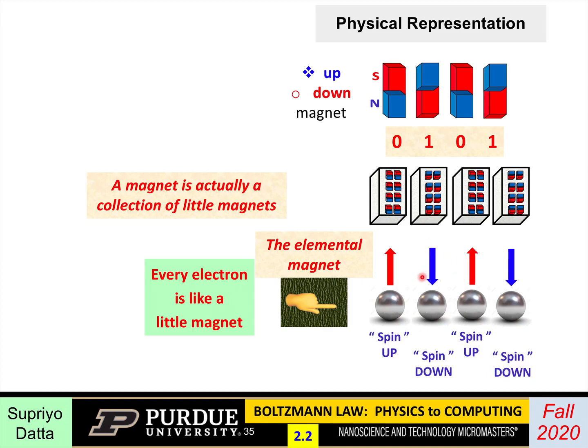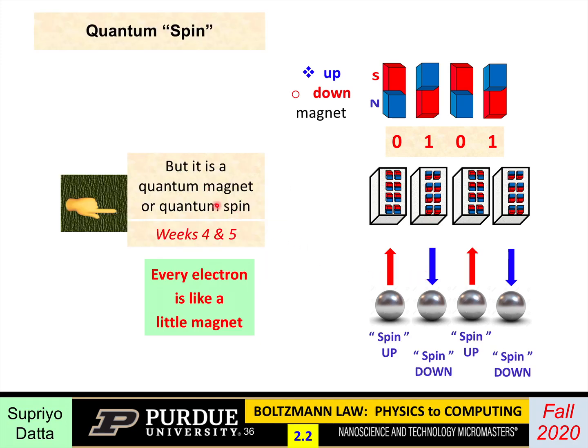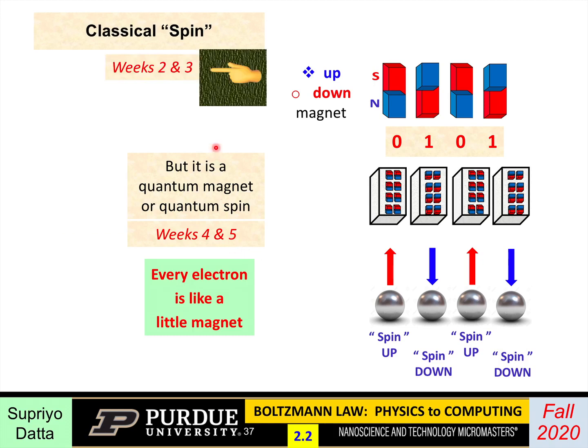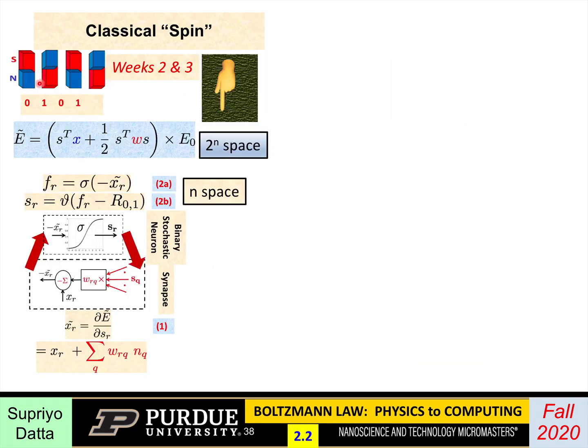But the point to remember is that this elemental magnet is actually a quantum magnet, and that requires some amount of conceptual change from where we are. That's what we'll try to do in the last 2 weeks of the course. But for the moment, we want to stick to classical spins, in weeks 2 and 3. We're just talking of classical spins, and you could think of these as magnets, pointing upwards or downwards. In mathematical terms, we'd write expressions in terms of this S, a binary variable with two values, 0 and 1, which you can analyze in 2 to the n space using the Boltzmann law, or using this time sampling method that we have been discussing.